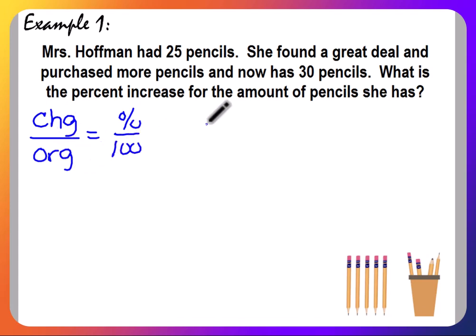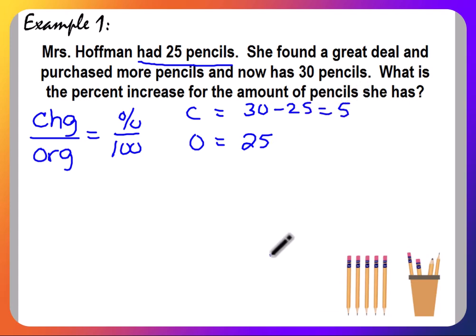So we need to identify the parts. We need to identify the change. We need to identify the original. We know it's the percent that we're looking for. So she had 25 pencils. That's what she started with. That is the original. Now she has 30. So how did it change? Well, the new is 30 and the original is 25. So we find the difference between the two, and the amount of the change is 5. Now we can put these values into our proportion. Change, 5, over the original, 25, equals percent, which is what we're looking for. So we're going to use that unknown variable n over 100.